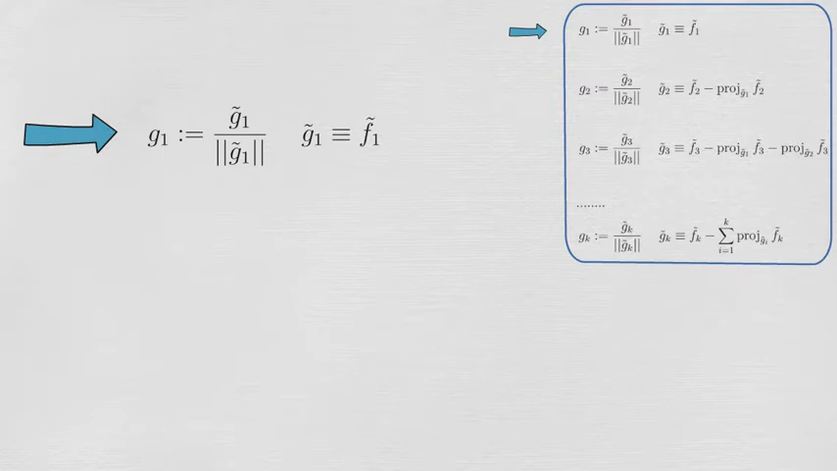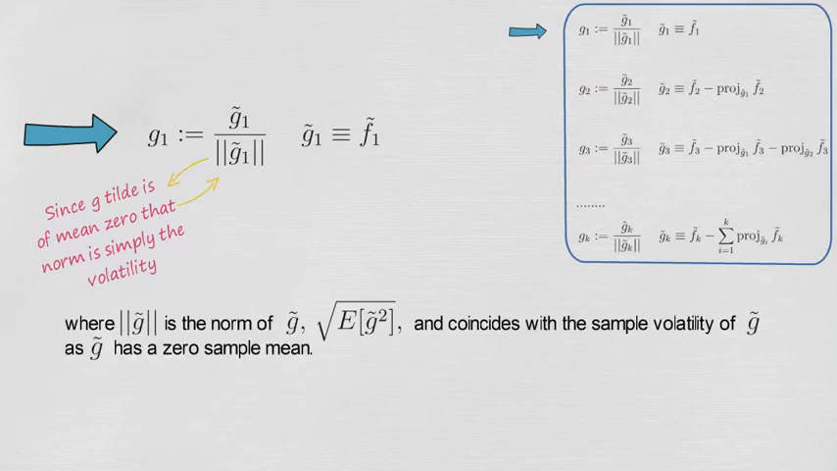So G1 will be defined as G1 tilde divided by that strange looking notation where we have two bars on the left and on the right of G1 tilde. That's called the norm. And I already mentioned, since G1 tilde is of mean 0, that norm is simply the volatility. So whenever you see these two bars with a term inside, just swap that with the volatility of the term inside. Okay, so the G1 here is G1 tilde over its volatility. And G1 tilde is simply F1 tilde, so that's the demeaned first risk factor. So you see that the first orthogonalized risk premium factor is nothing else than the original risk premium factor, demeaned and divided by its volatility. Hence, I call that the z-score.